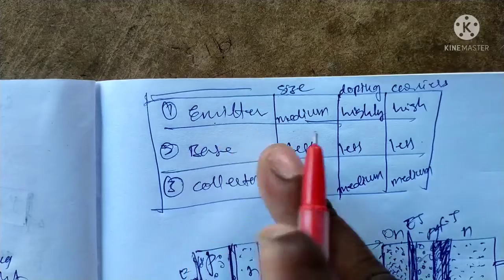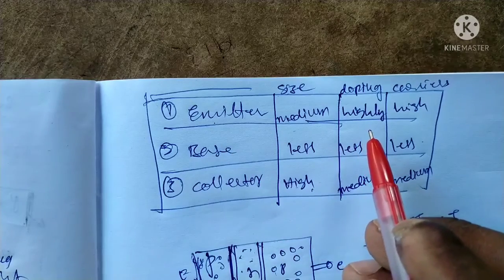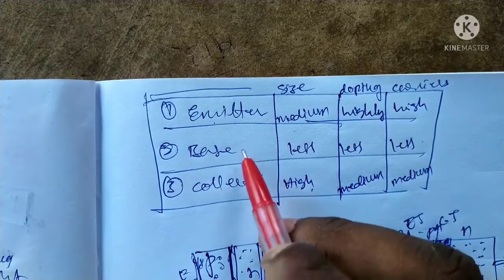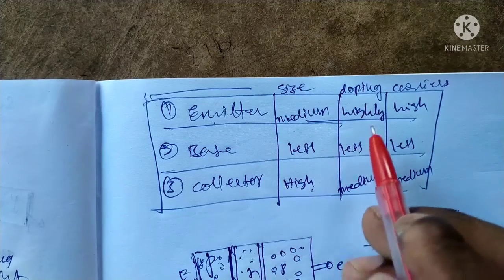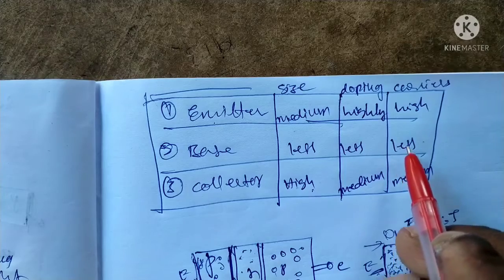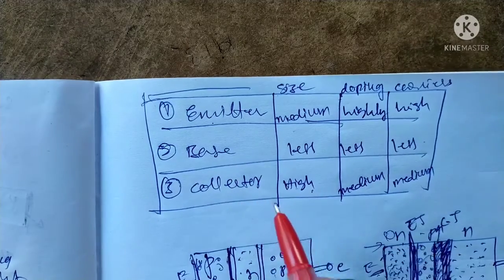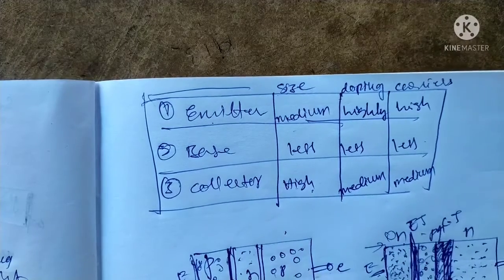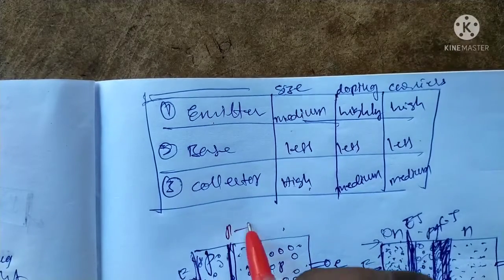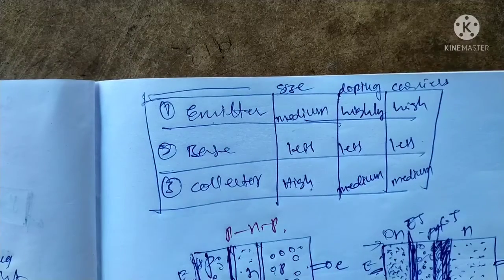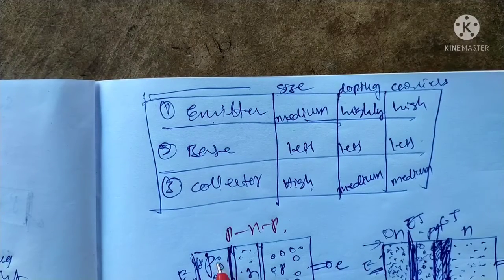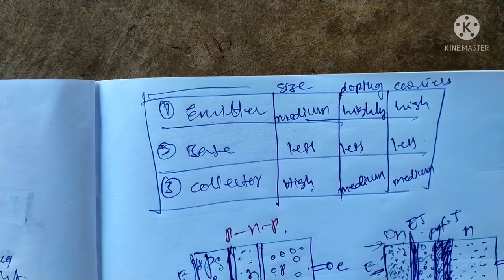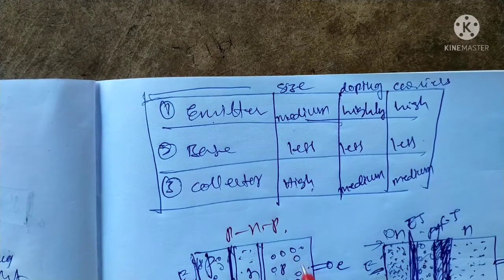The emitter is of medium size, a highly doped segment with many charge carriers. The base is small in size, lightly doped, with fewer charge carriers. The collector is large in size. This is the case for the PNP transistor. The emitter is of medium size, larger than the base and smaller than the collector. The collector is the largest.